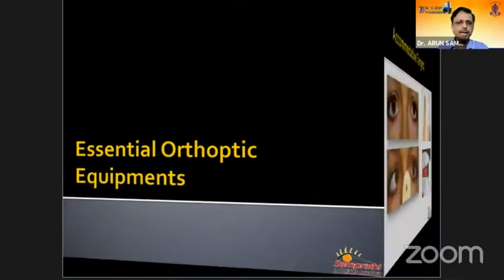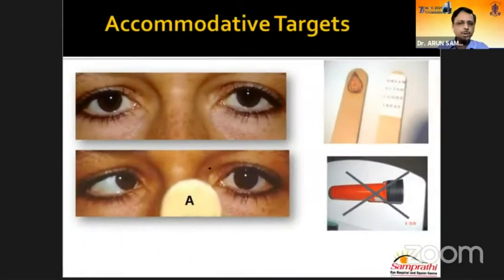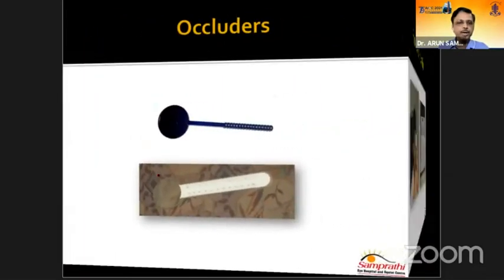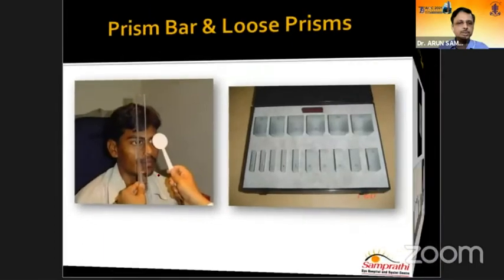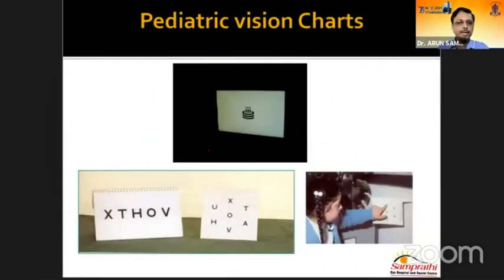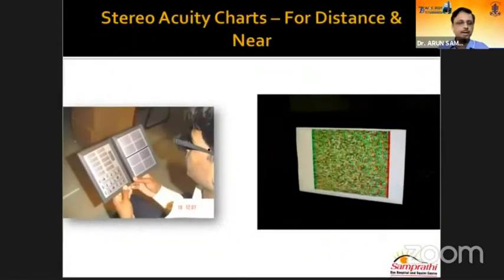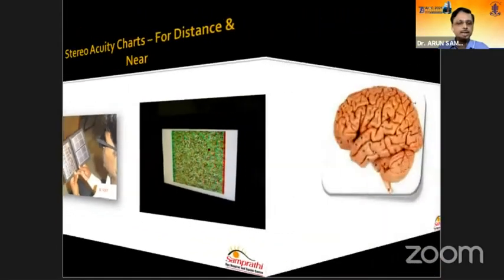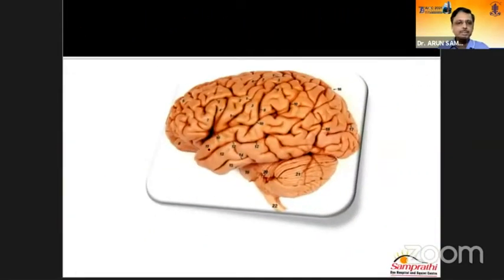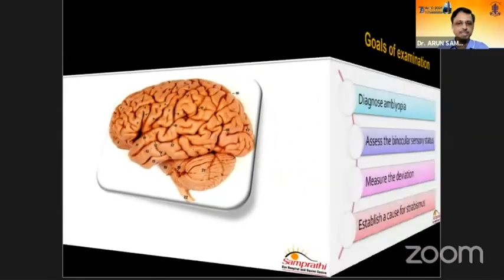So, a few essential equipments which we need. One most important thing I would like to highlight is the accommodative target. You can see here, totally straight eyes; the moment you put the accommodative target, you will get a gross esotropia. Then you need occluders, the prisms to measure the squint, and pediatric vision charts, which are important particularly in preschool children, and the stereo acuity charts. And most importantly, the brain, which is tuned to seeing strabismus cases.